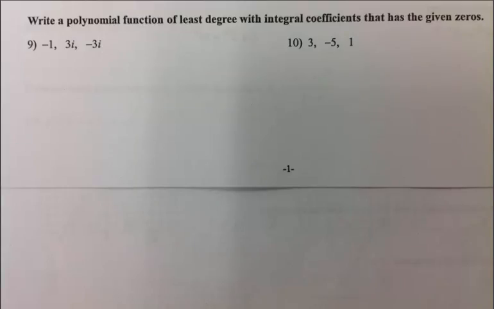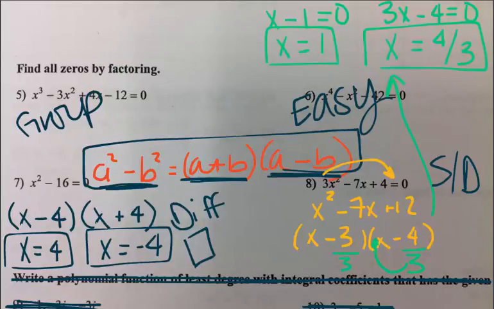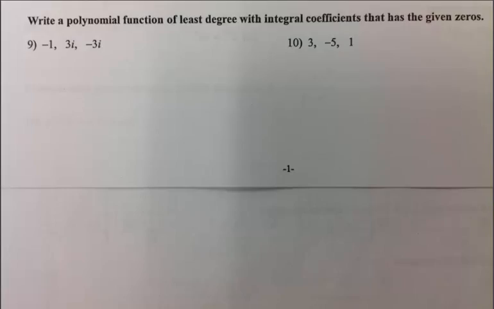Number 9 and 10. These have very fancy instructions. Write a polynomial function of least degree with integral coefficients that have the given zeros. Basically, these are the answers. We need to know what was the polynomial, what was that equation first. We're kind of doing the opposite of all of this factoring stuff. On number 8, we went from the equation to all the little pieces. In number 9 and 10, we have all of the little pieces, and we have to get the equation.